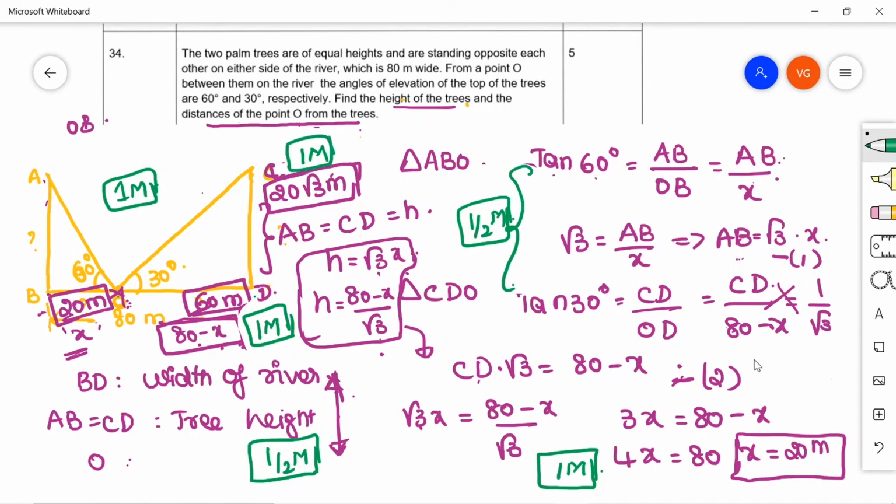See here, for drawing the picture, 1 mark. Assumption, half mark. Tan 60 and tan 30 here goes to half mark. So here itself 2 marks are over. See, height of the tree 1 mark and distances, both the distances 1 mark and 1 mark. So finally 3 marks here. So this is how they have divided these 5 marks.